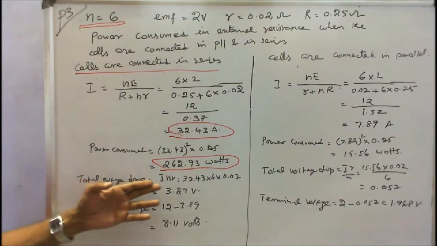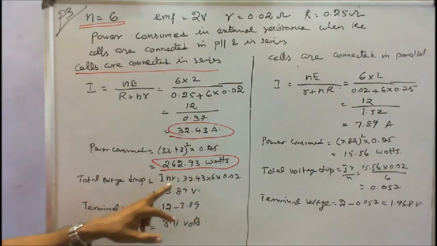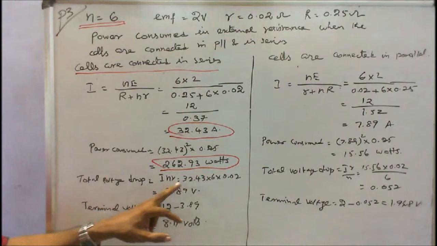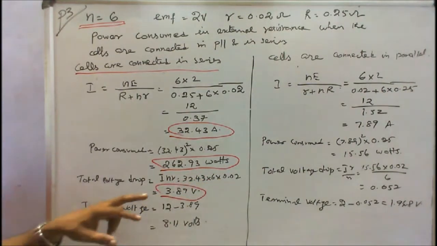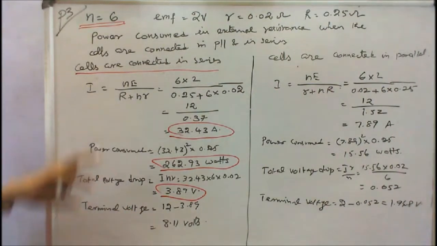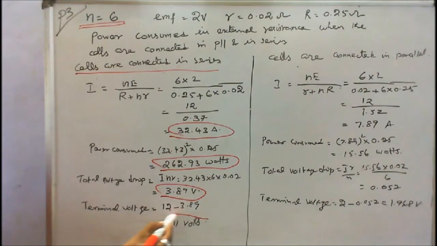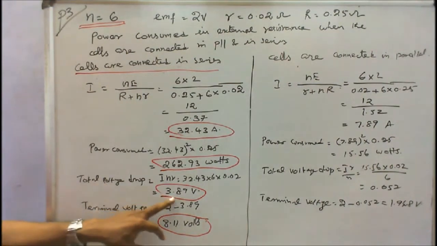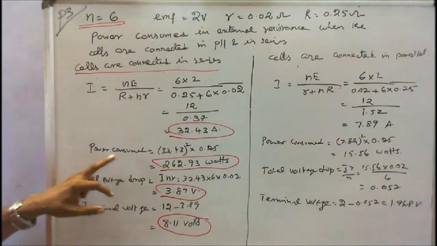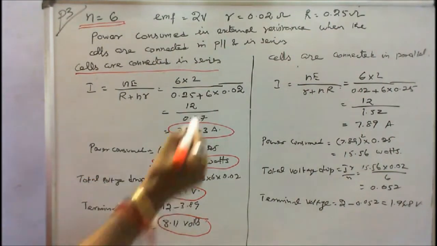We can also find the voltage drop. The formula is I into N into r. Here I is 32.43, N is 6 and internal resistance is 0.02. Substituting, we get 3.89 volts. The total EMF is 6 into 2, 12 volts. 12 minus 3.89 gives 8.11 volts. That is the terminal voltage. Total voltage drop is 3.89. Power consumption is 262.93 watts.